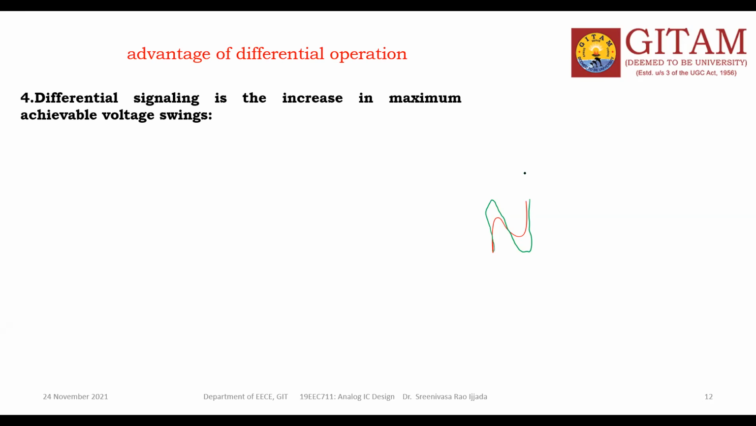It is clear. So differential signaling increases the maximum achievable voltage swing, meaning the voltage swing at the input side will be doubled or 4 times in the differential mode. I told you if V0 is the peak value, then in the differential mode the output voltage swing is 4 V0. In the single-ended operation it is 2 V0. So the shape is the same but the amplitude is increasing, which means your circuit is working as a good amplifier.